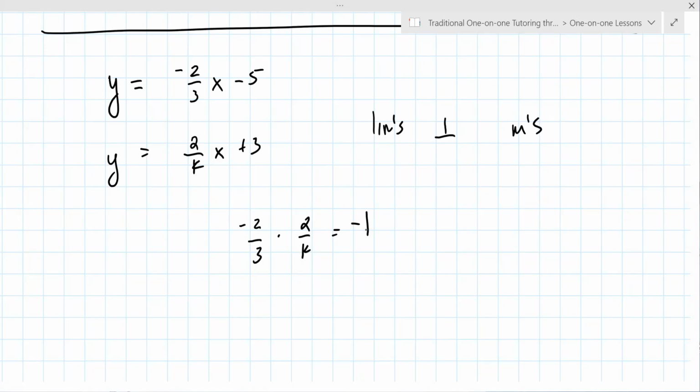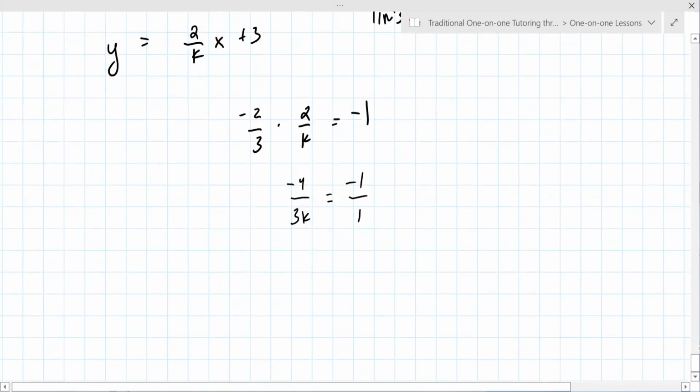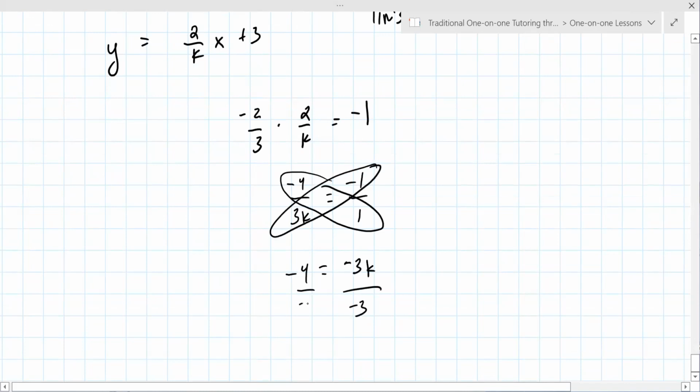There's a bit more involved in this one. This time you do actually want to multiply the numerators and get -4 over 3k equals -1 over 1. And then you want to cross multiply. So you want to butterfly, or multiply those together, and divide by -3.